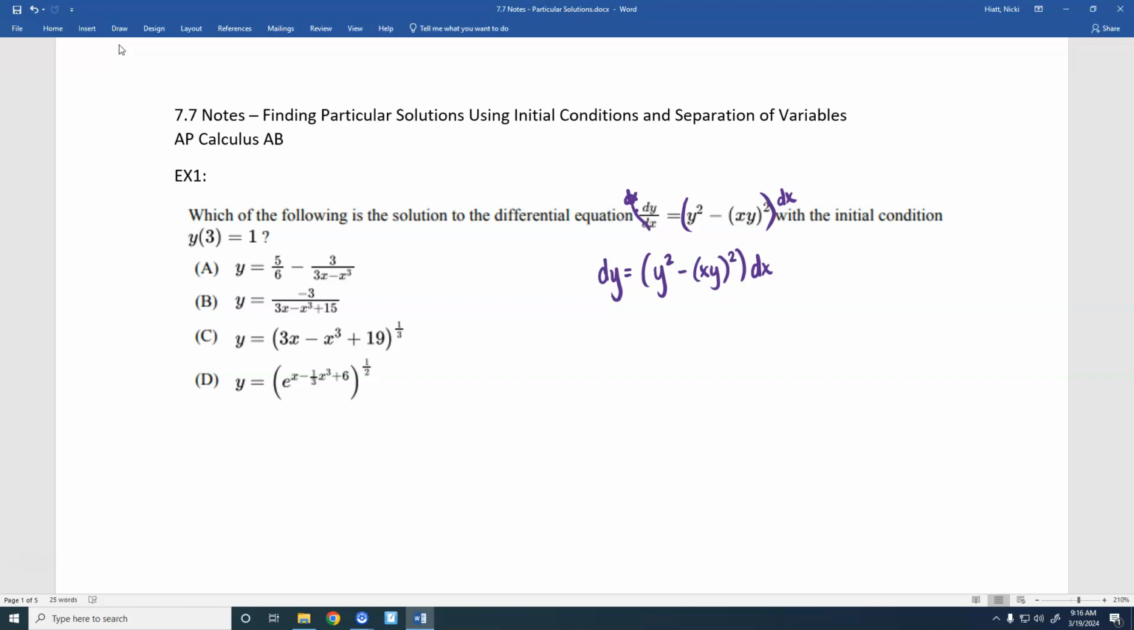All right. And what's our goal in doing this? What are we trying to do? Why did we need that dx to be on the other side? Y is on one side, x is on the other. How are we going to do that?